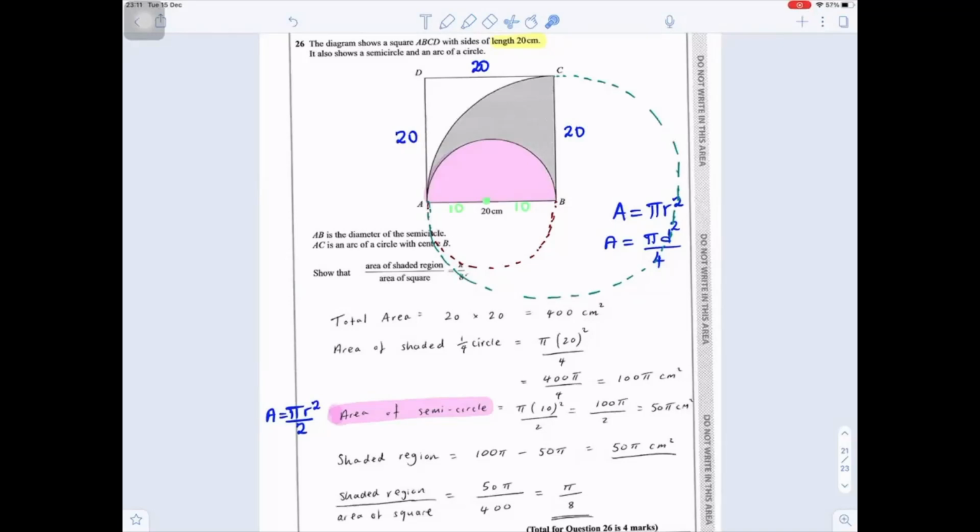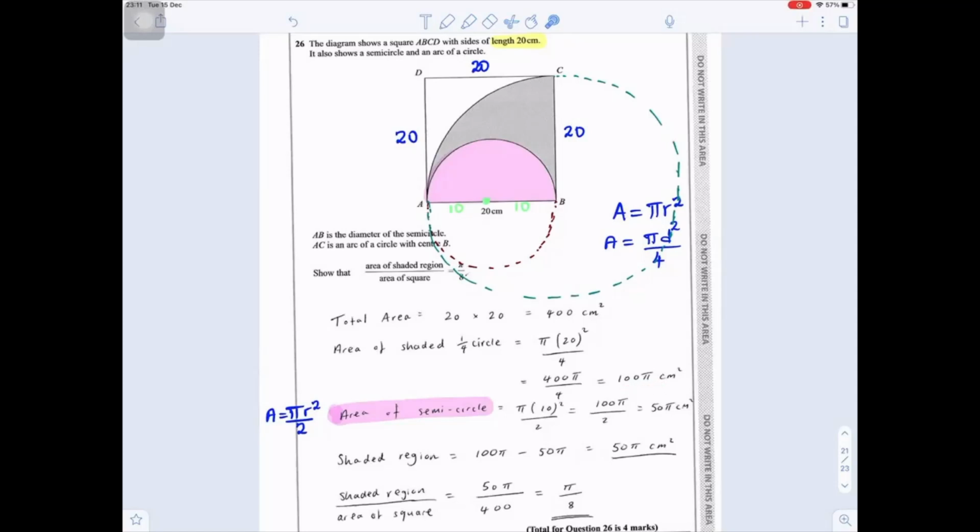Now we want to find the area of the shaded region. First, 1/4 of a circle. The area of a circle is pi radius squared. Looking at this big circle, the area of the quarter circle is pi radius squared divided by 4. The radius is 20, so it's pi times 20 squared divided by 4. That gives us 400 pi divided by 4, so a total of 100 pi.